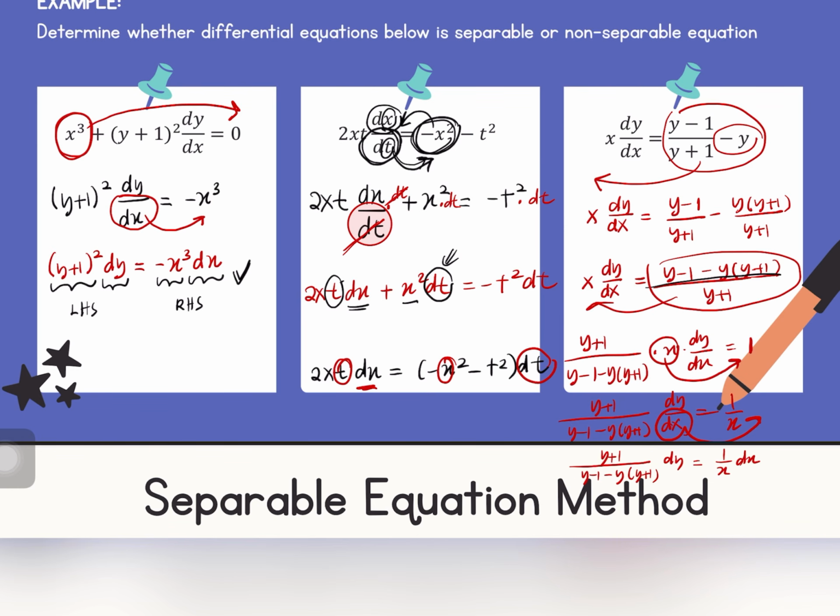Okay, so kalau you tengok sekarang, the dependent variable y duduk dengan dy, independent variable x duduk dengan dx, on the different side. This one is your right hand side and this one is your left hand side. So this one is the separable equation. So itu adalah cara on how to separate or check on our equation, either dia adalah separable ataupun non-separable.